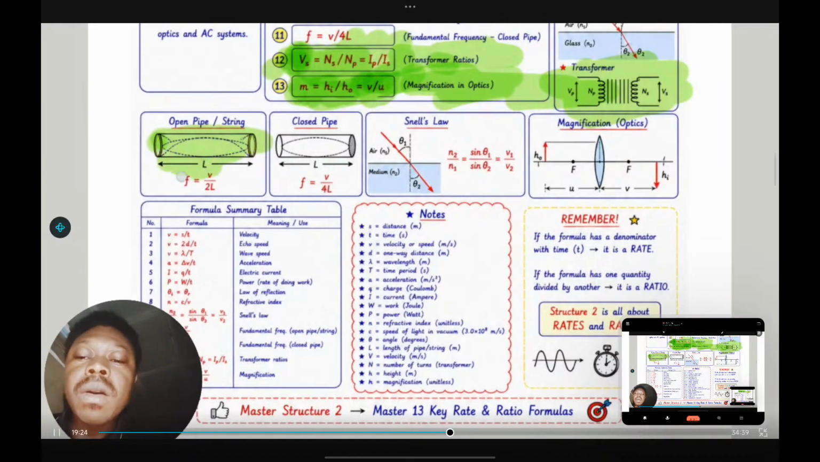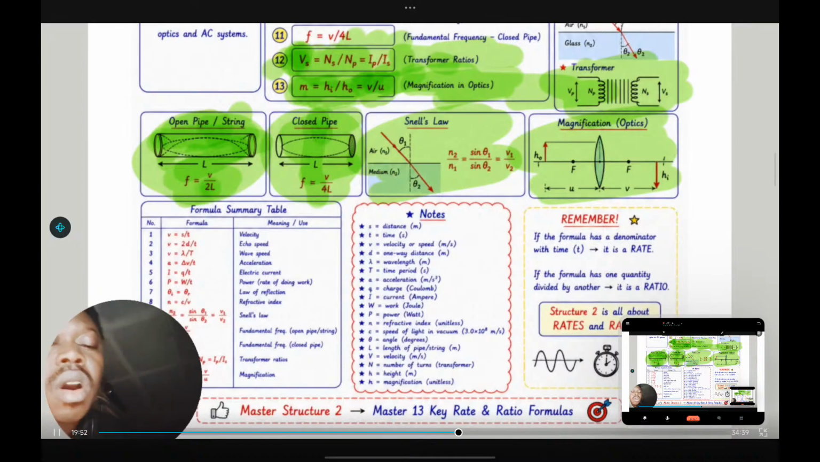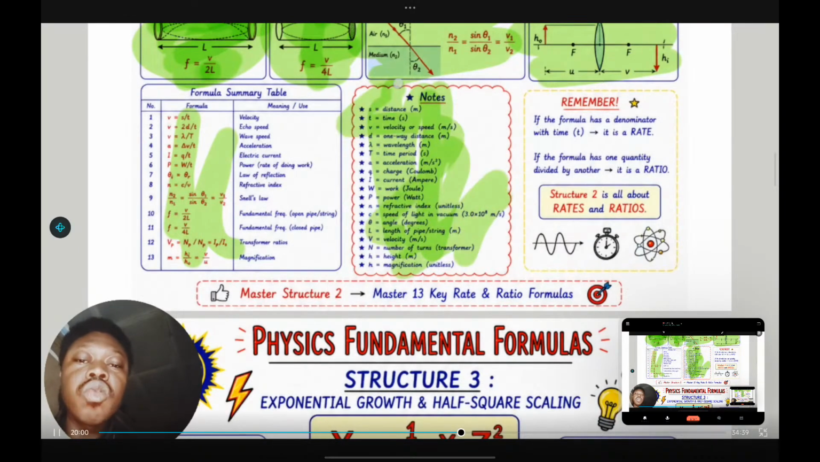So this is your open pipe. This is how we get our 2L, and this is how this relates to closed pipe. This is for open pipe and for string, all captured into one. Is that clear? And then we have for closed pipe, this is the difference, because this will be divided into half again. And then for Snell's law, we have this. For magnification, this is your formula. So take note of this particular structure. And these are your SI units. In case you forget this, I told you you can use your SI units to obtain these formulas.